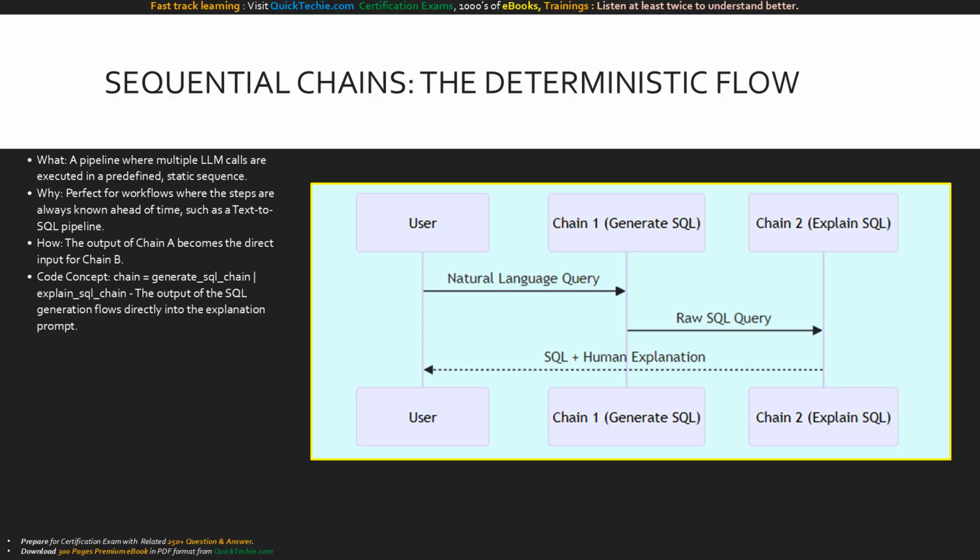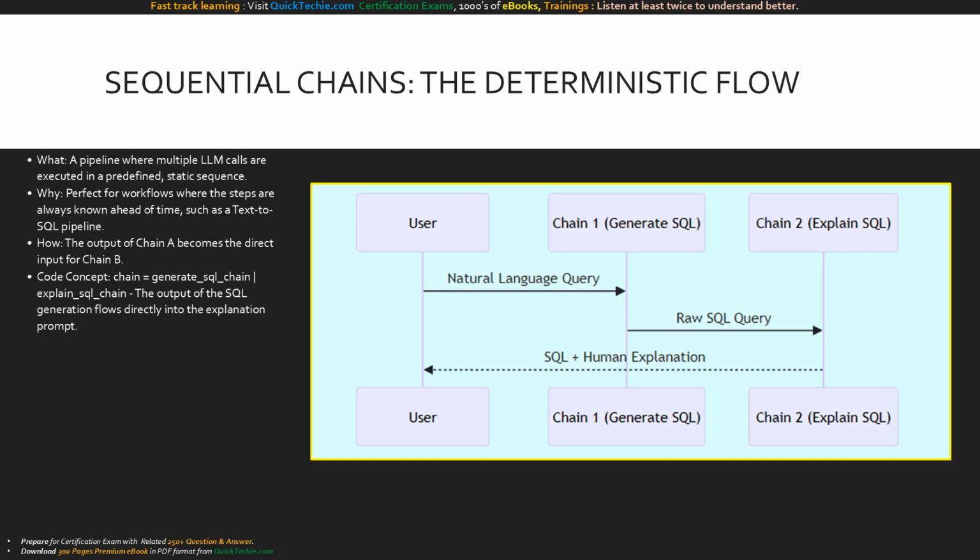For instance, in a text-to-SQL application, you have two distinct LLM calls in sequence. The first generates the SQL query from natural language, and the second takes that generated query and writes a human-readable explanation. By breaking this into a sequence rather than one massive prompt, we drastically increase the accuracy of both steps. You use the pipe operator to link these steps together, ensuring the output of the first is seamlessly mapped to the input of the second.